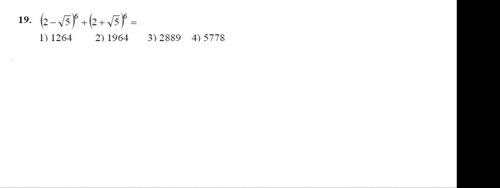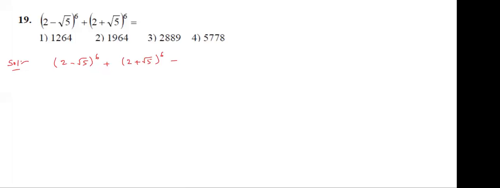So (2 minus root 5) whole power 6 plus (2 plus root 5) whole power 6. After expansion, the sum of the terms is going to cancel. What are the remaining terms?